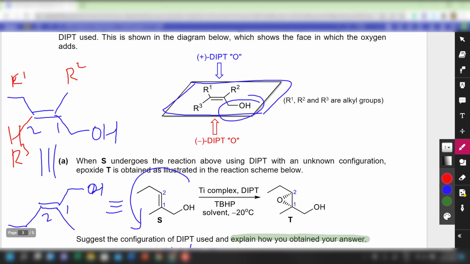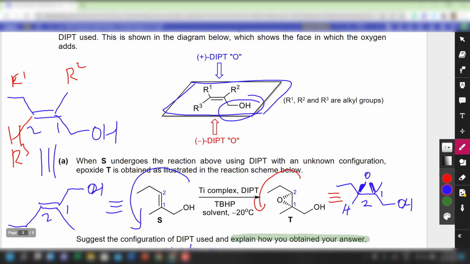Then the next thing I'm going to do is to rotate T as well. We'll do the same thing: rotate 90 degrees and then flip it into the plane of the paper. I'm going to just draw it out very quickly. We're going to end up with something like this, with OH. This is carbon 1, this is carbon 2, and then of course we have the groups projecting upwards. The epoxy oxygen is now projecting upwards.